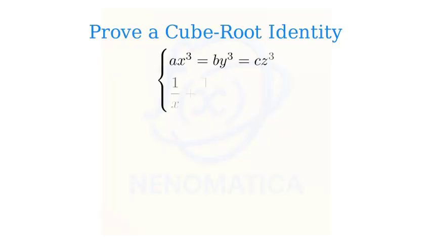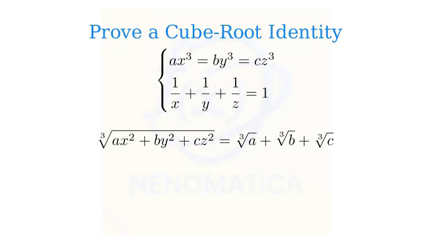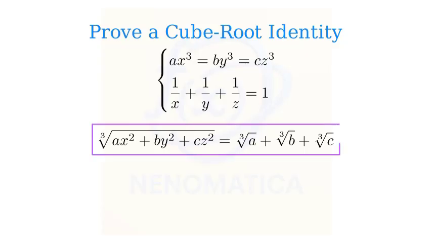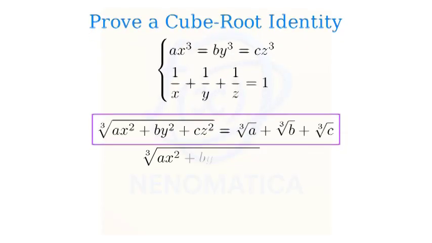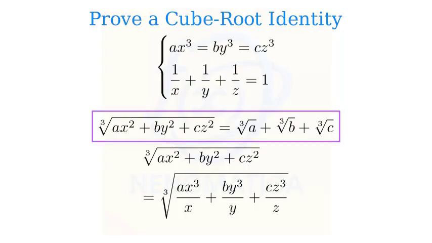In this lesson, we'll prove a beautiful identity using 2 given conditions. We'll go step by step and keep the algebra very visual. Here are the givens. And here is the statement we want to prove. Step 1. Start from the left-hand side. Rewrite each term so that a x squared becomes a x cubed over x, and similarly for the others.